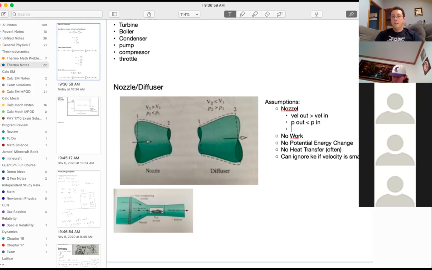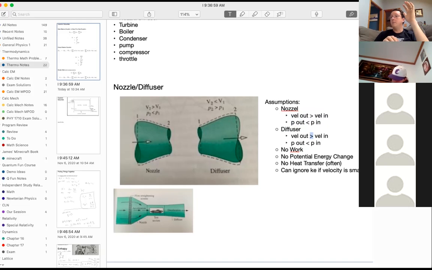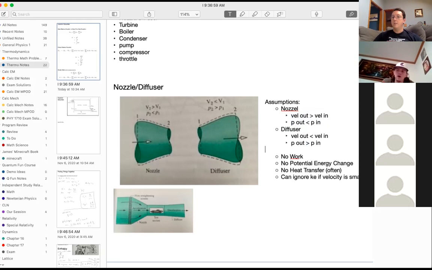For a diffuser, all of these things are reversed. So copy and just reverse these. Okay, for a diffuser, the area grows, which means the velocity drops. So velocity out is less than the velocity in. But if the velocity drops, then the pressure must increase. Again, intuiting that from Bernoulli's equation. All right? Is everybody clear on those assumptions?